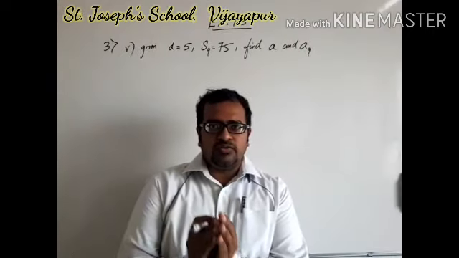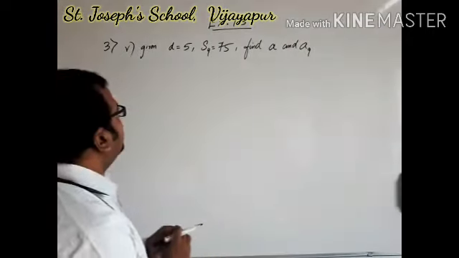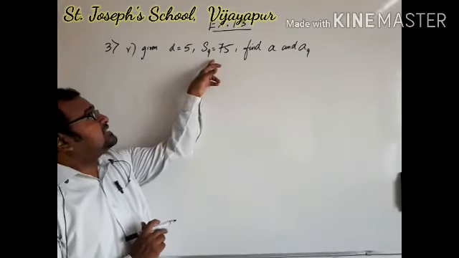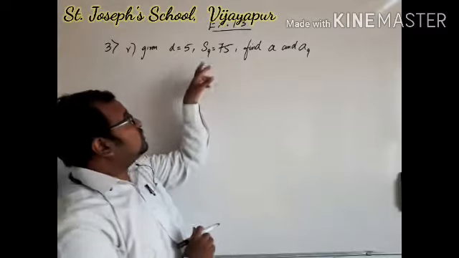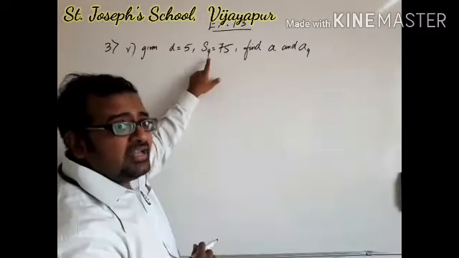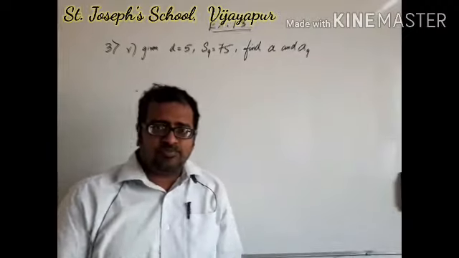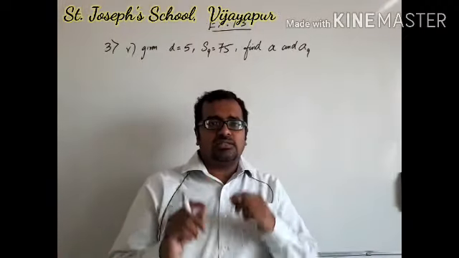We'll go for the solution of sub question 5. Sub question 5 goes like this. D is equal to 5, the difference is given. S9 is equal to 75. So we have the n value also here. N value is 9. Then find a and a9. So you have the first term and last term to be found.